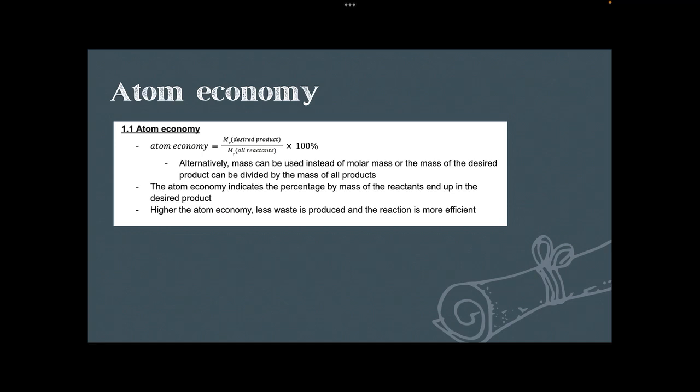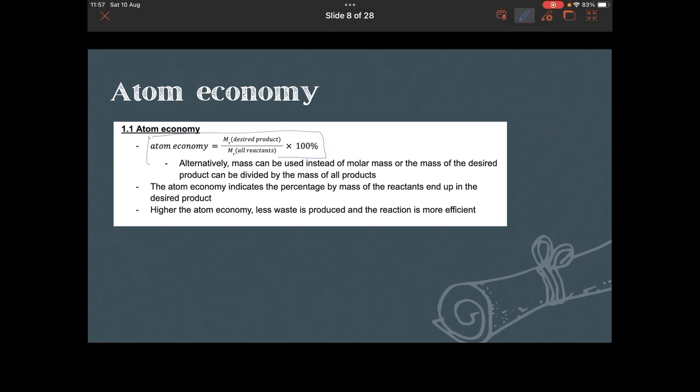Next, atom economy. So atom economy is basically this equation. It's the Mr, which is the molar mass, of the desired product divided by the molar mass of all of the reactants in a chemical reaction, and multiply that by 100 to get a percentage. So you can also use mass instead of molar mass, but you just have to make sure that the units for the numerator and denominator are the same.